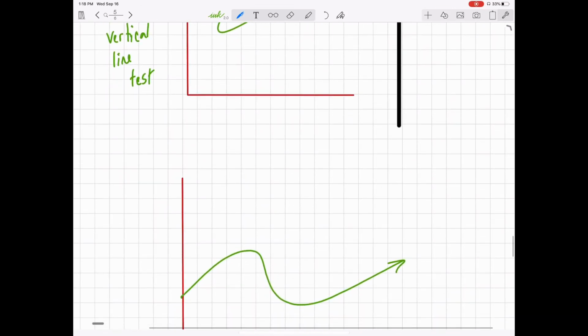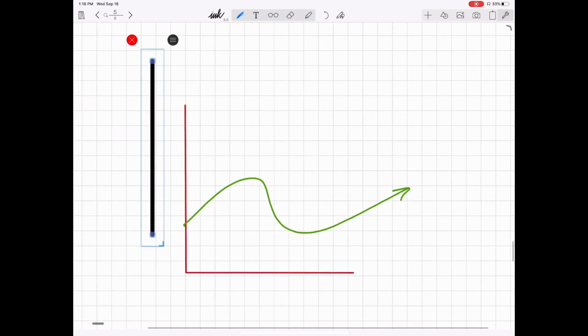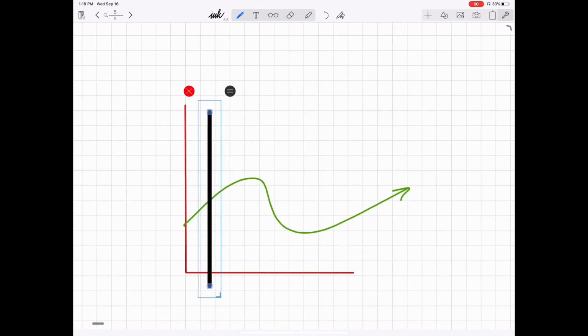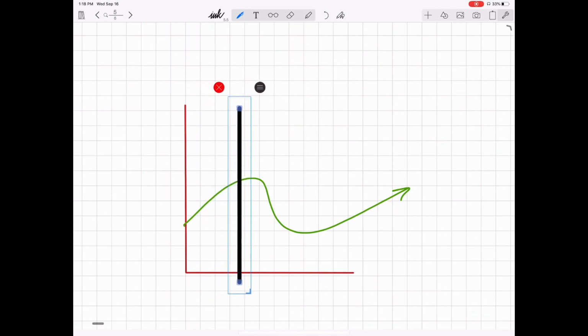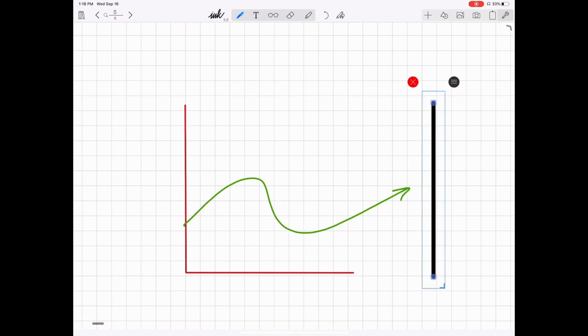Okay, if we take that same black line, let's take it here. So we're going to test it on this one. We take it, drag it, and the green line and black line intersect once everywhere along this. So that would be a function.